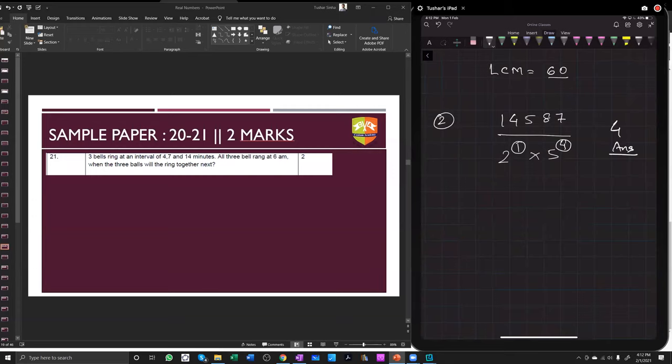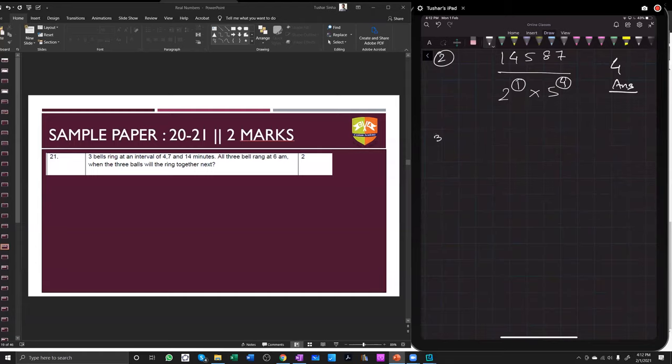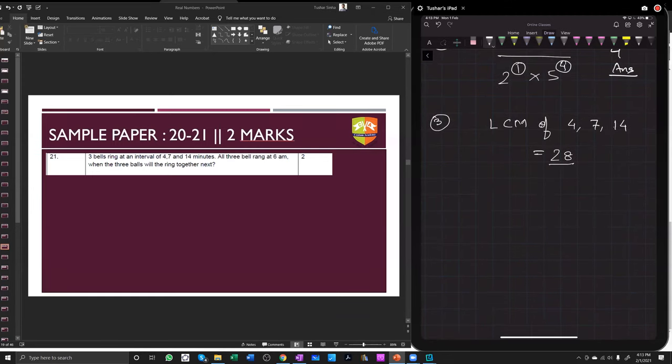Yes, 6:28 a.m. is the correct answer. So what do you need to do? The underlying concept is you have to find out the LCM. LCM of 4, 7 and 14 is clearly 28. Do you all know how to find LCM? There are multiple methods. I go by the fundamental theorem of arithmetic. Prime factorize everything: 4 is 2 squared, 7 is 7 into 1, and 14 can be written as 2 to the power 1 into 7 to the power 1.